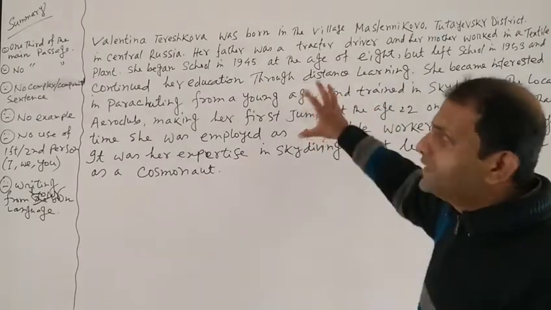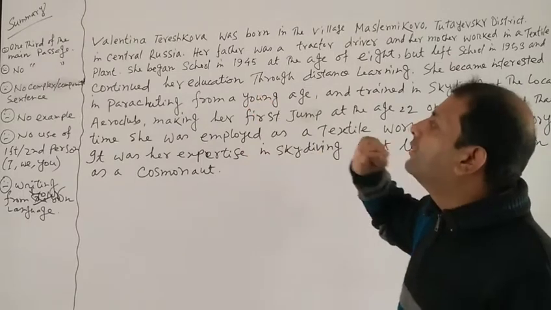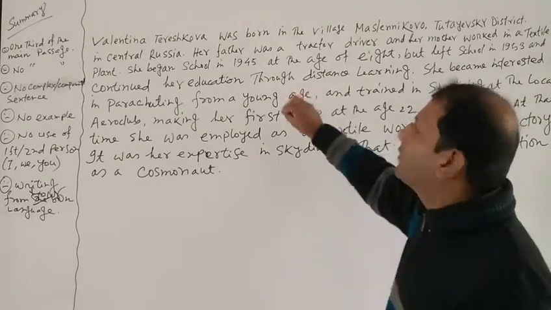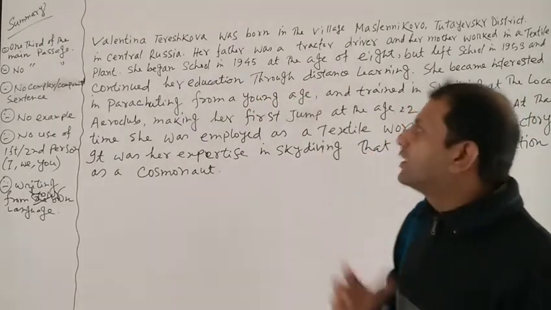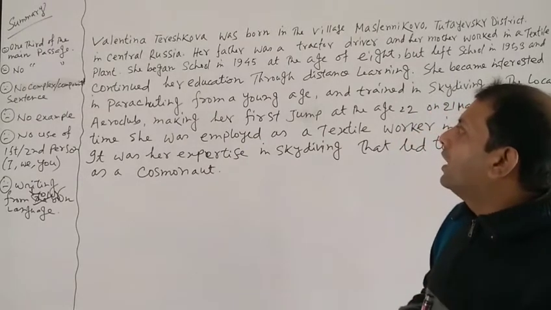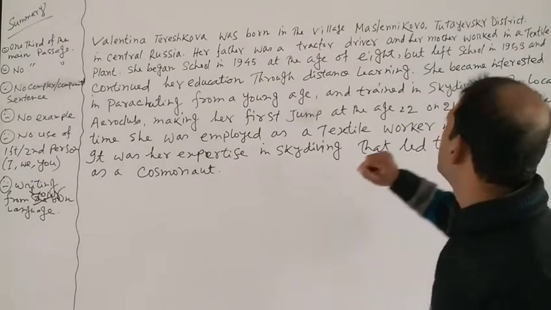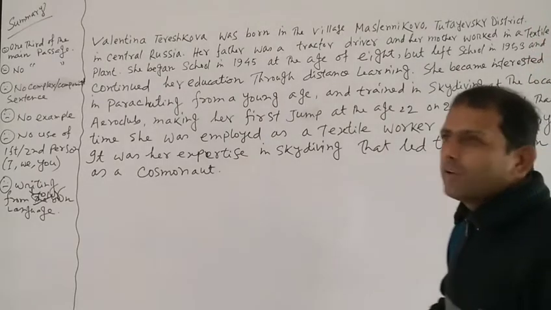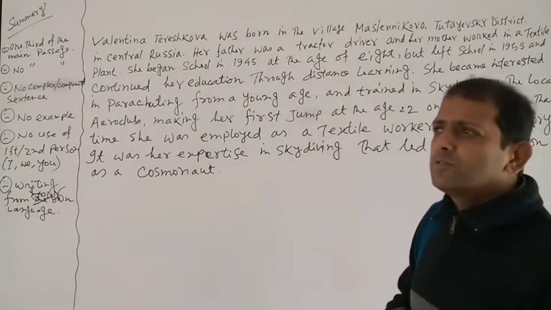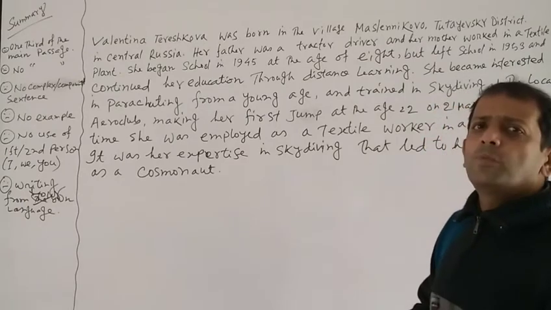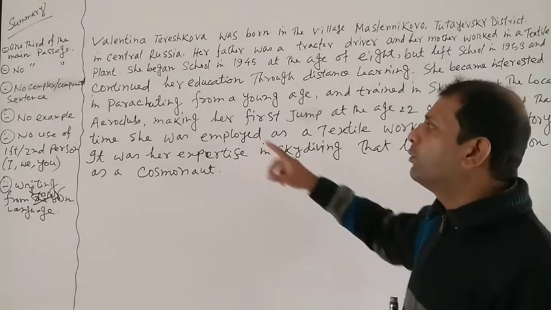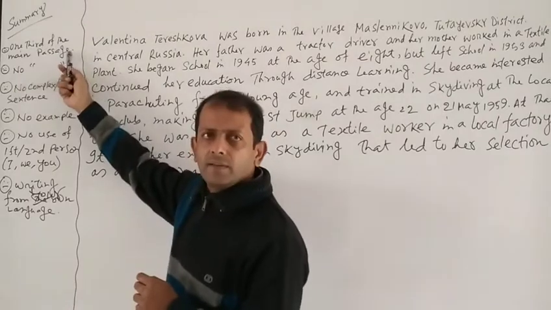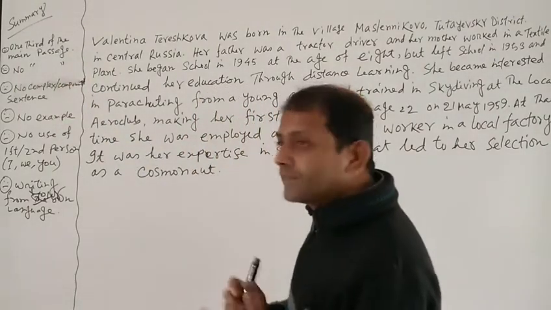Why have I written this on the board? That means I am going to make the summary of the passage. Is it clear? So first of all, I have to count how many lines there are. 1, 2, 3, 4, 5, 6, 7, 8 lines. So I will try to write my summary with not more than 3 or 4 sentences, because it is one third of the main passage. Okay. So what will be the system?